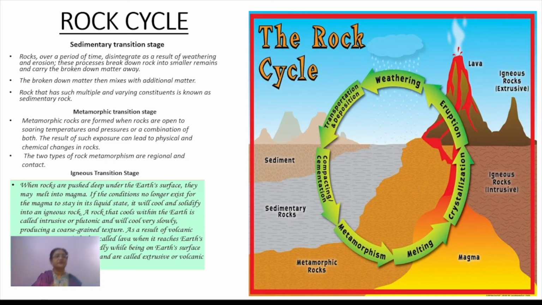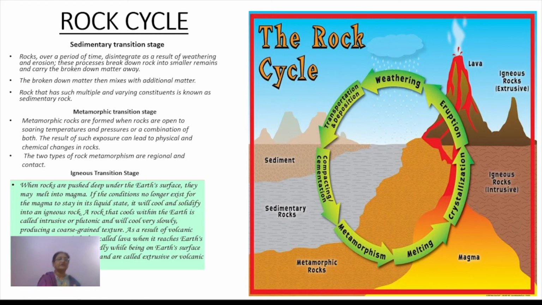So how has the transition taken place? Sedimentary rocks, over a period of time, disintegrate as a result of weathering and erosion, and these processes break down rock into smaller remains and carry the broken down matter away. The broken down matter then mixes with additional matter, and rock that has such multiple and varying constituents is known as sedimentary rock.